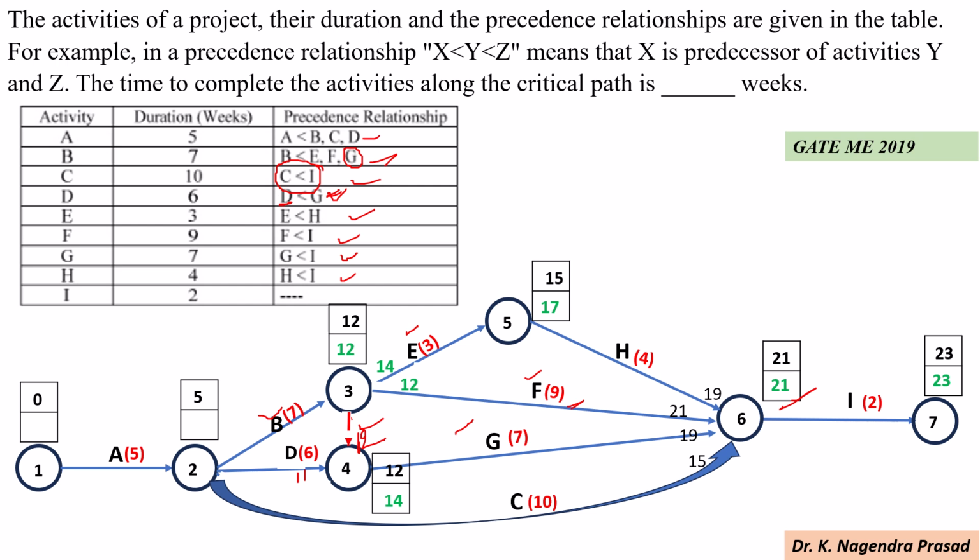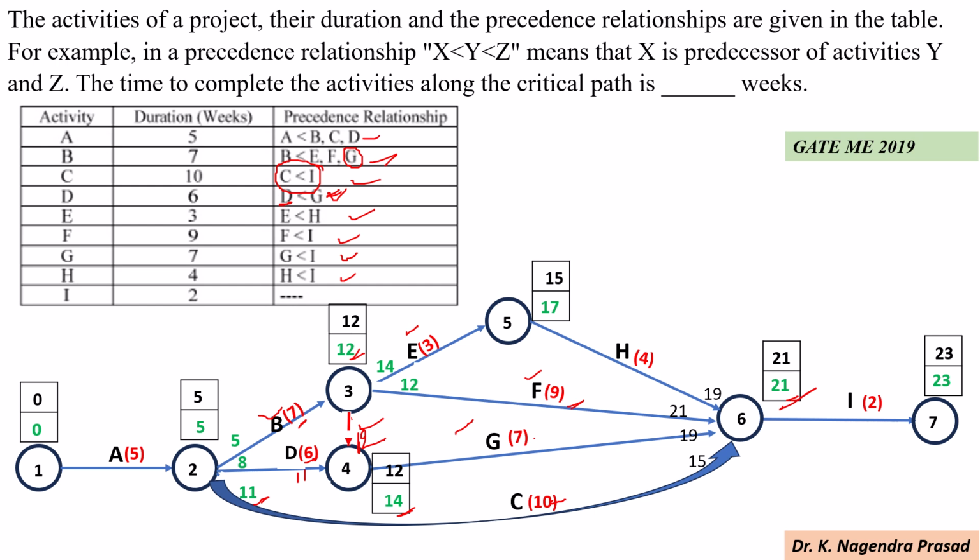So next for the activity G, 21 minus 7, it is 14. So next for the activity C, 21 minus 10, it is 11. So next for the activity D, 14 minus 6, it is 8. So next for the activity B, 12 minus 7, it is 5. So here 2 is the burst event for the activities B, D and C. So here you have to consider the minimum time, that is 5. So next for the activity A, 5 minus 5 is 0.